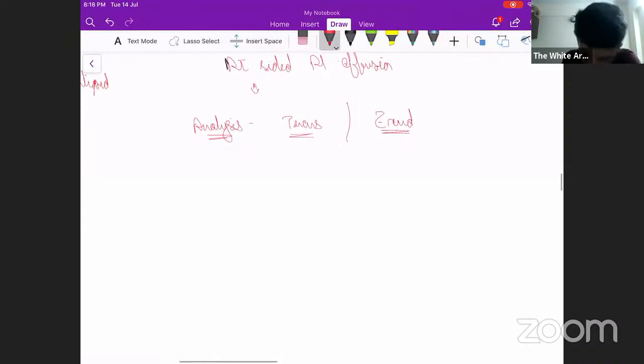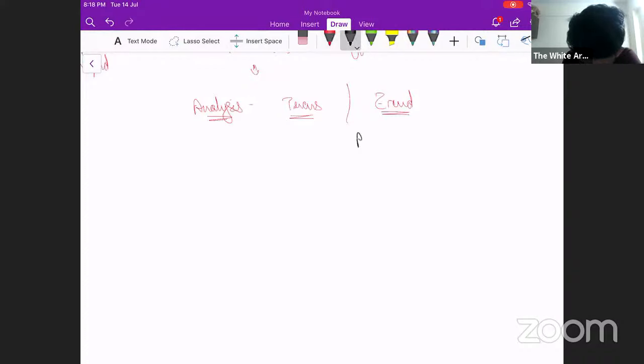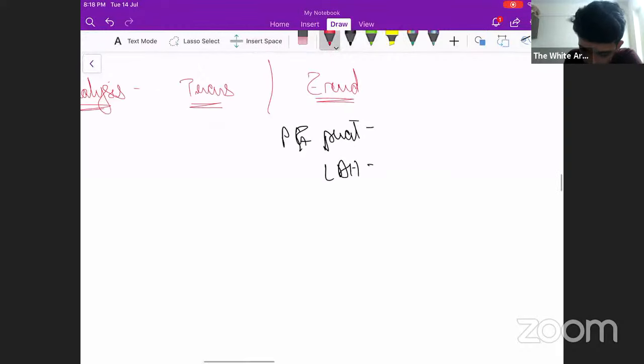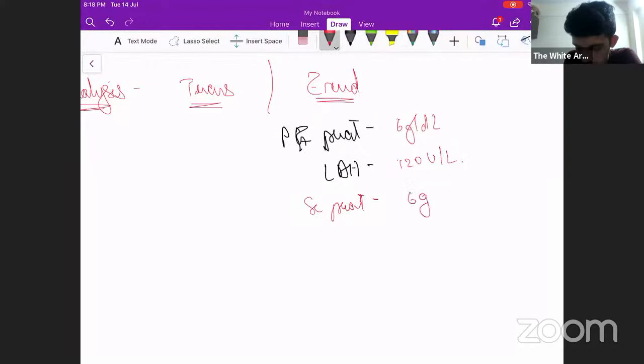Yes, good. We'll come to that criteria later. One is pleural fluid protein, the other is pleural fluid LDH. These are the two things you do. Pleural fluid protein was around 6 grams per deciliter. LDH was around 120 units per liter. So now what do you think it is? If you want serum protein also, serum protein was also 6 grams per deciliter.